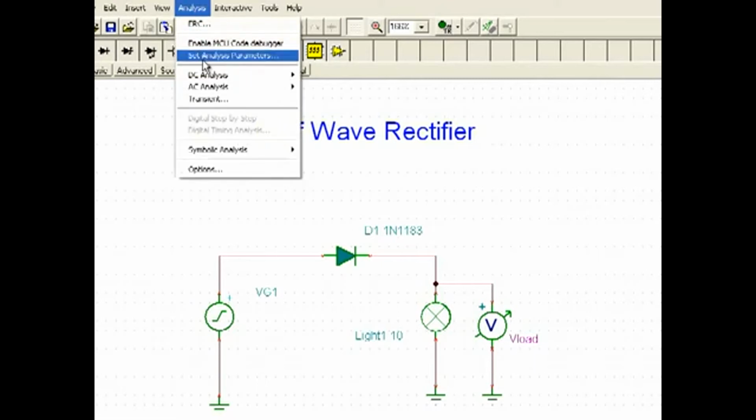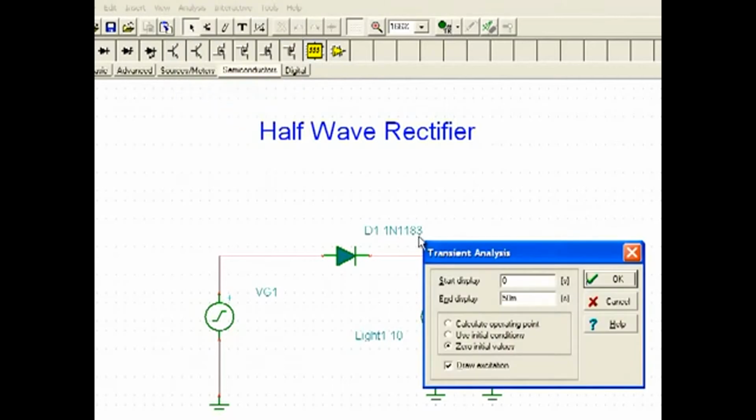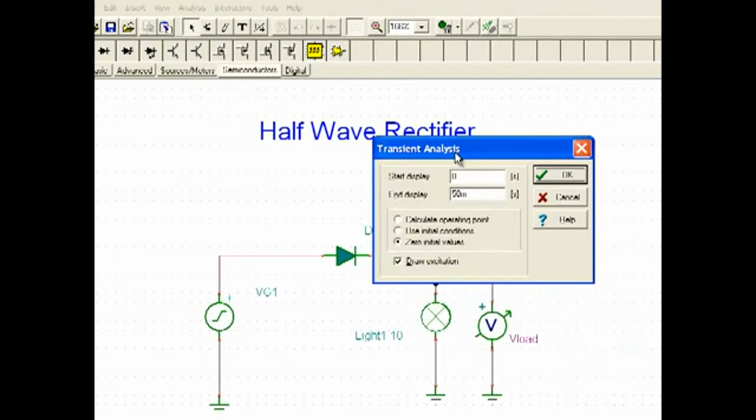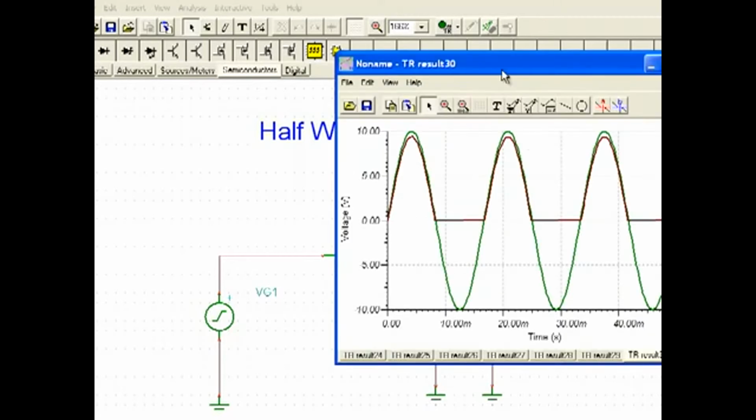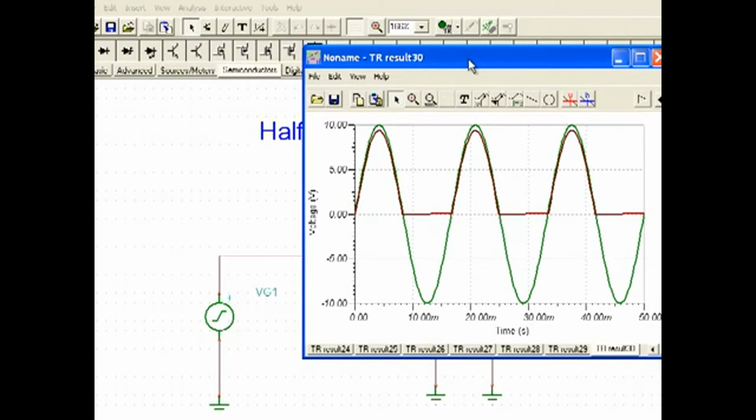So I'll go to analysis, I'll select transient. We know that we have a 60 Hertz input, so one cycle is 1/60th of a second, or 16.6 milliseconds. So 0 to 50 milliseconds should give me about 3 cycles of the output waveform. We'll select 0 initial values, and here's our output waveform. I'll bring up a legend, and we can see that the output, the load voltage, is in red.